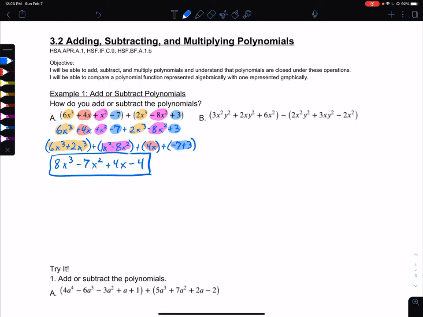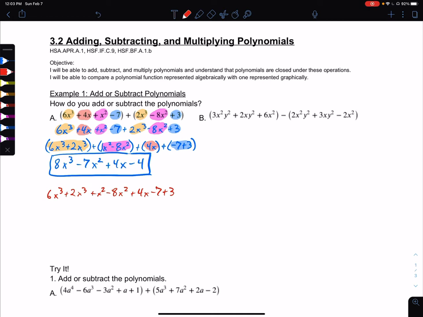I'm going to rewrite this real quickly in a shortened version. So what you'll probably get used to is, since it's addition, once you get good at this, you would do 6x cubed plus 2x cubed plus x squared minus 8x squared plus 4x minus 7 plus 3. So you'll see it a little bit more where you're writing those terms out.